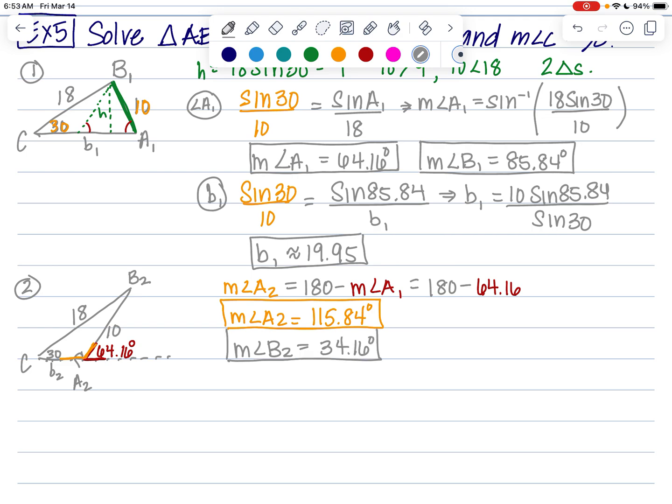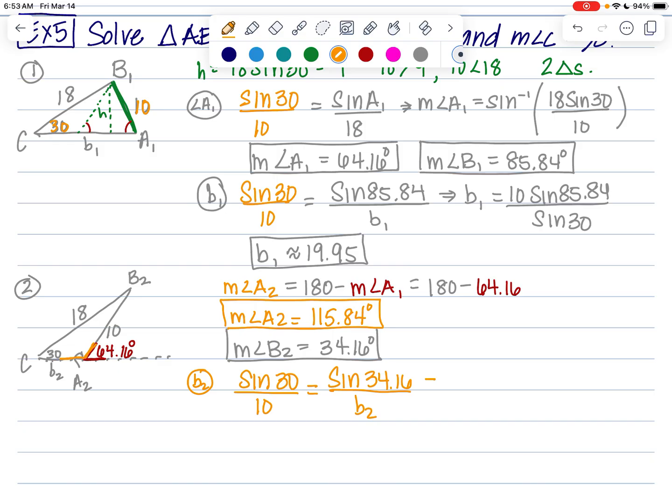Okay, and now I have to find side B2, and I'm going to use my ratio that I was given. Okay, so to find B2, there we go. So I have the sine of 30 over 10 is going to be equal to the sine of 34.16 divided by B2.